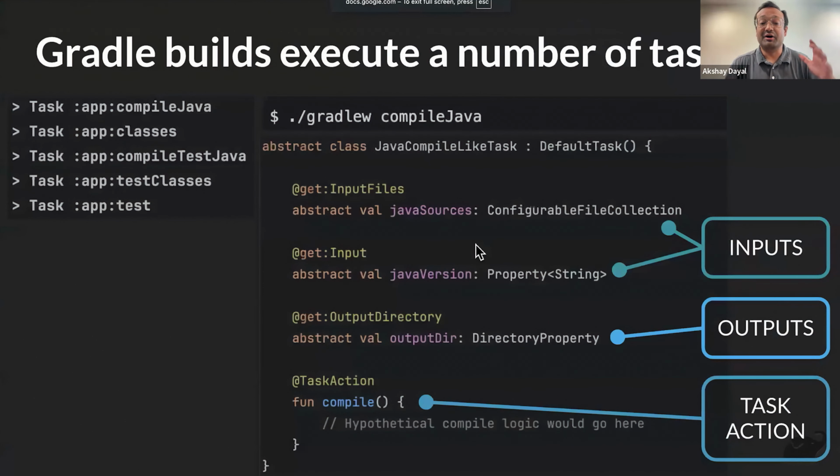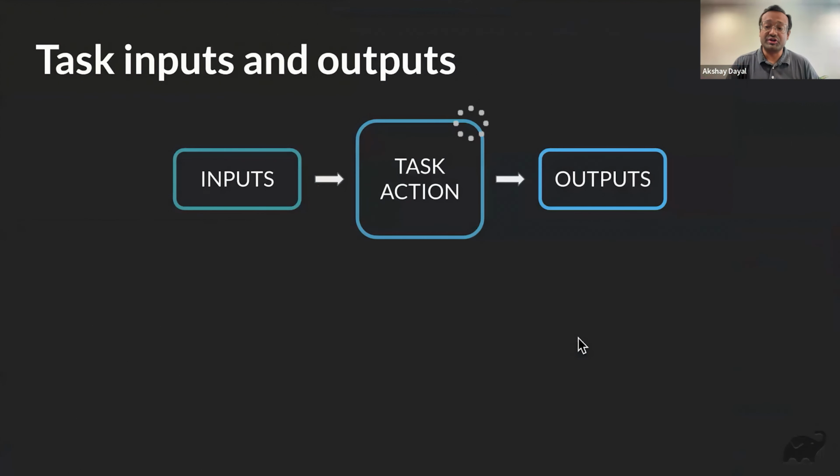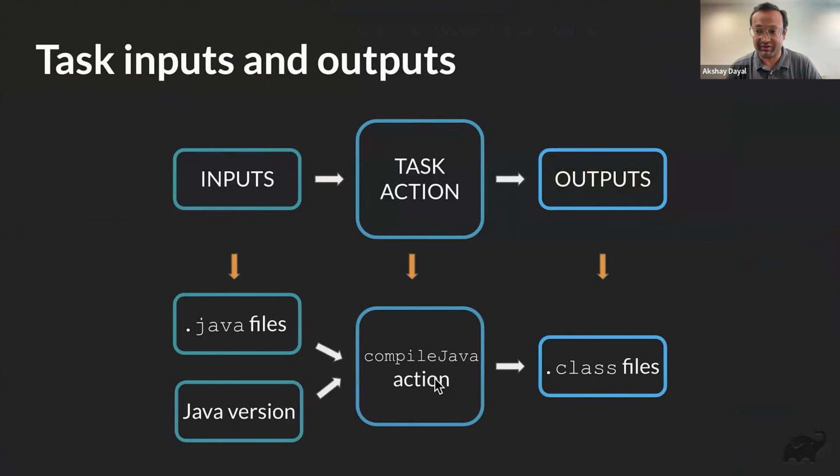So if you think about it, a Gradle build consists of a number of tasks being executed. For example, you might have the compile Java task execute, you'll compile your tests, you'll execute your tests, and so forth. Each task has inputs, an action is performed, and outputs may be produced. Usually it's the execution of the action which really takes a long time. For example, if you have the compile Java task, the inputs are the source files, and then the compilation happens, and then bytecode is produced.